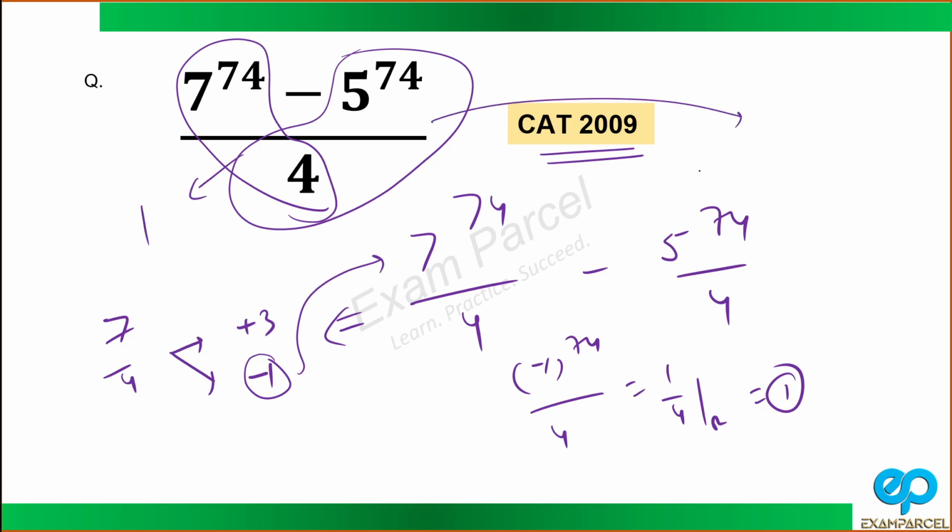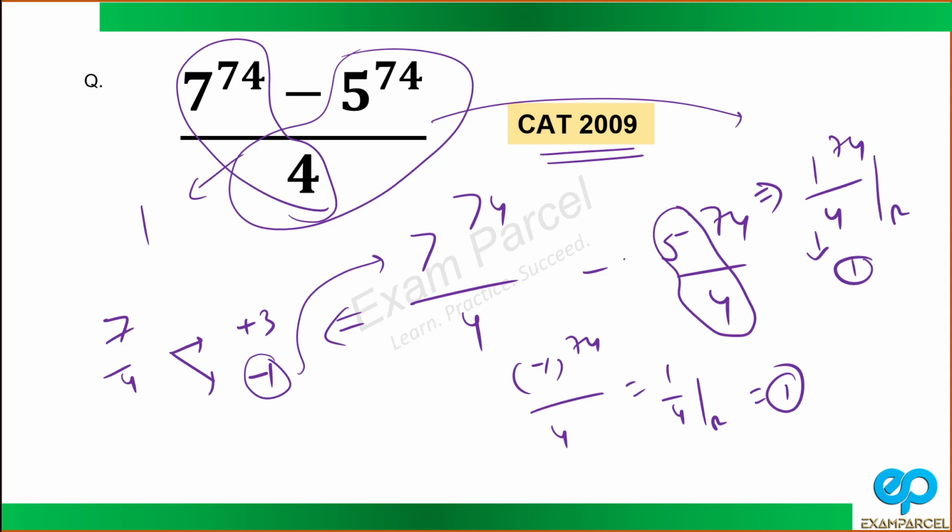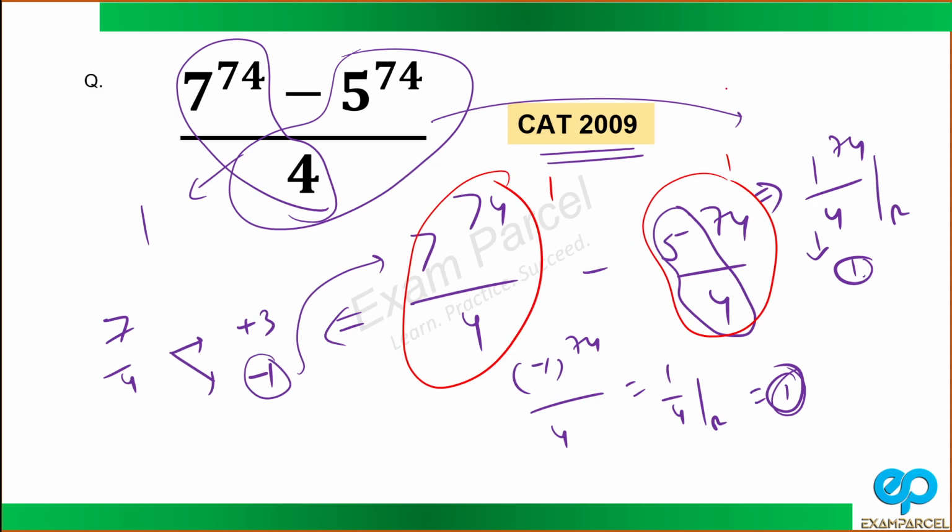Now let's focus on this one. So 5^74 by 4. So this will give me, again 5 by 4 is remainder 1, right? So 1^74 by 4. This is going to give me a remainder of 1. So this part gave me a remainder of 1 and this part also gave me a remainder of 1. So 1 minus 1 equals 0. I hope this is clear to you, right? So this was also an easy question.